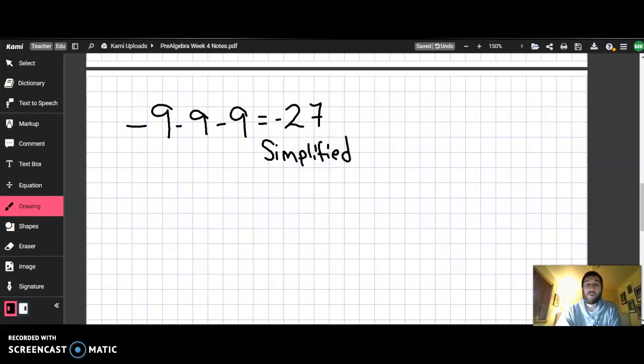But when we rewrite, negative 9 minus 9 minus 9 is the same thing as 3 times (negative 9). Now notice I used parentheses here, and that's because it's easier to see the negative 9 with parentheses being multiplied by 3. Just visually, it's nicer to read. We absolutely can write 3 times negative 9.